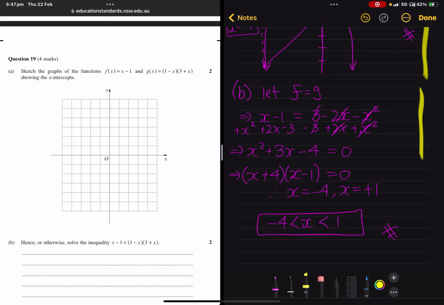For the second mark, you need both graph intersections, so the 1 and minus 4, and you need to say x is greater than minus 4 and less than 1, not equaling those values, right? So you need specifically this solution. So this is how we do question 19 from the 2023 Advanced Maths paper.